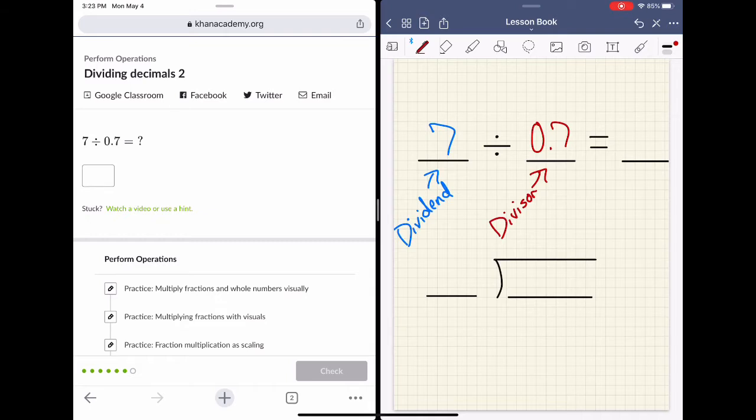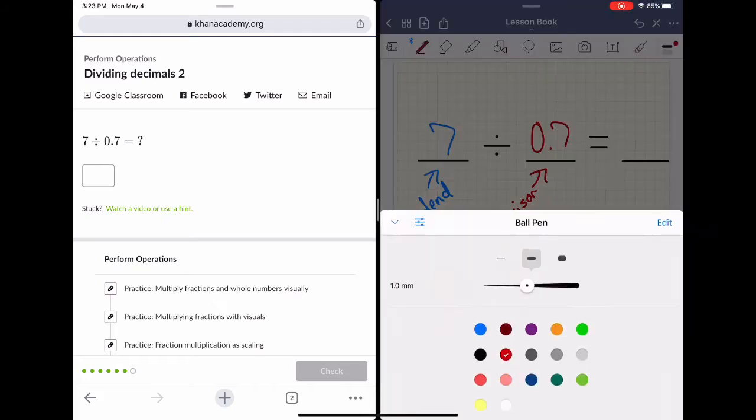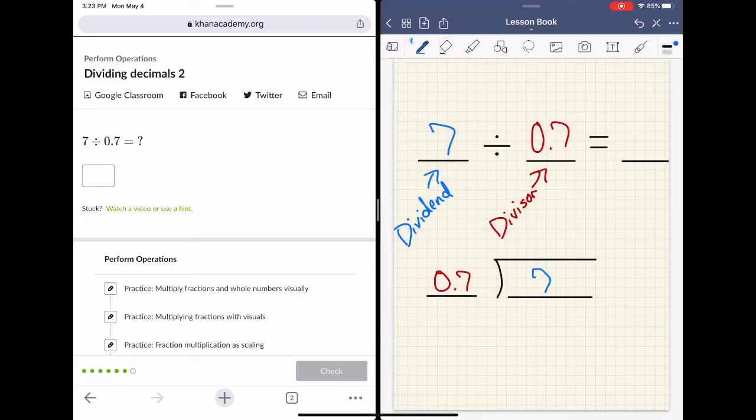Now another way to write this, and one way that I'm sure you're familiar with, would be 0.7 dividing into 7. That's a terrible 7. I can do better. There we go. So the first thing you'll notice here is that we've flip-flopped. Now our dividend comes second, whereas our divisor comes first.